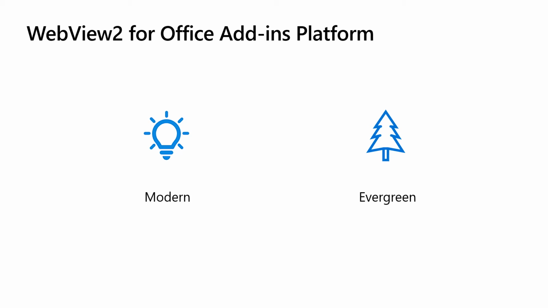Office will use WebView 2 as a runtime for add-ins. It's an incredibly exciting step for the Office platform, not only because of all the benefits of WebView 2, but also because it provides for uniformity of the runtime for add-ins across various versions of Windows.